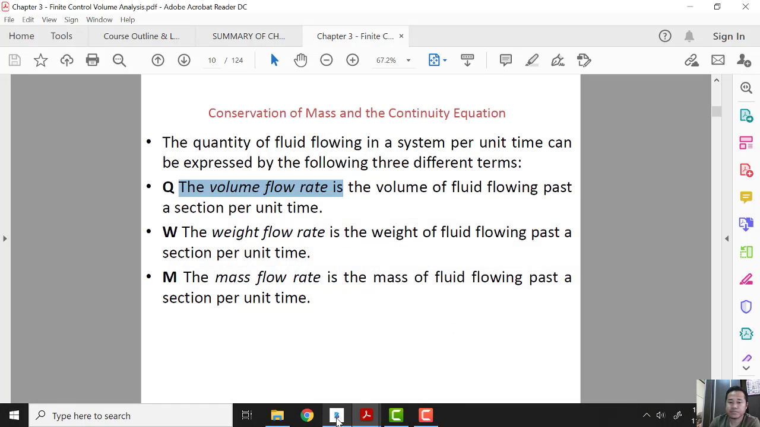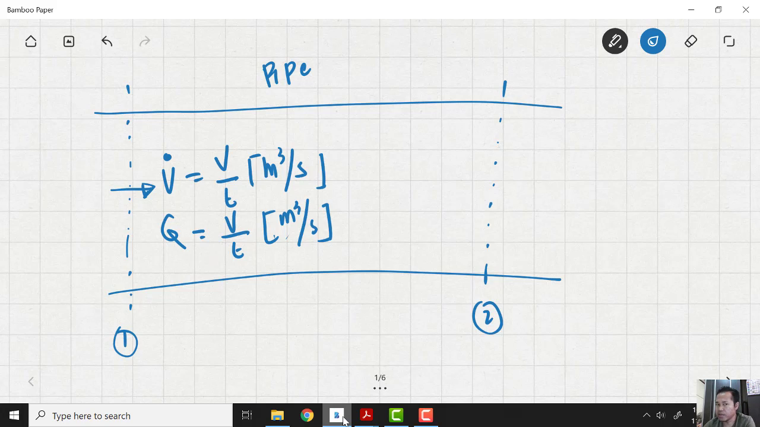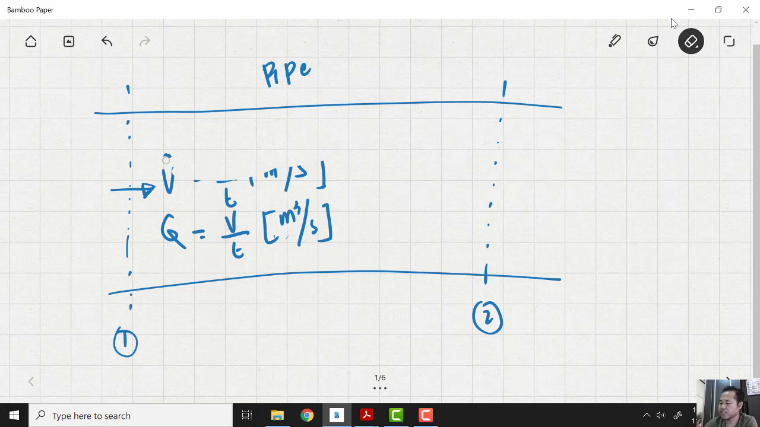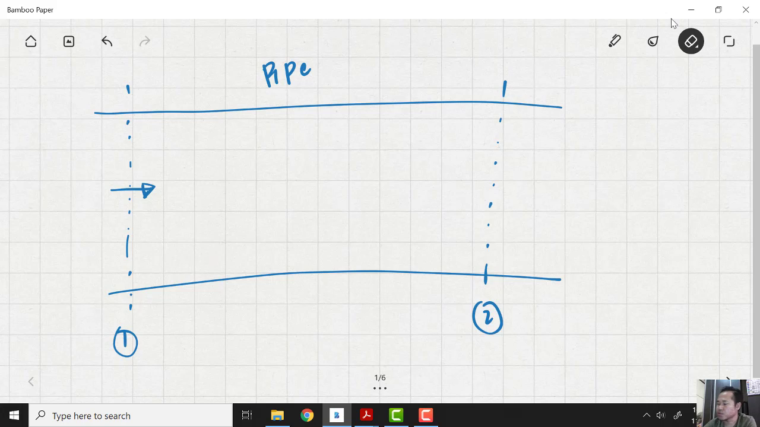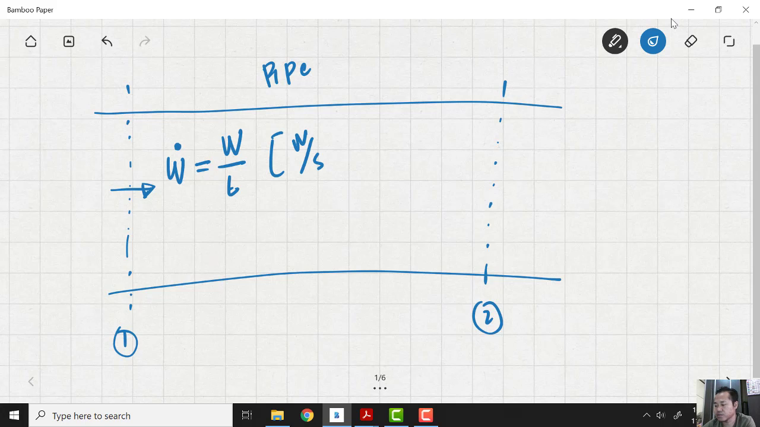That's Q. The second is the weight flow rate. The weight flow rate is the weight of fluid flowing past a section per unit of time. Before, it was the volume passing the area per unit of time. Now it is the weight passing the area per unit of time. So weight is W, and W dot means weight over time, so we have Newton over second.